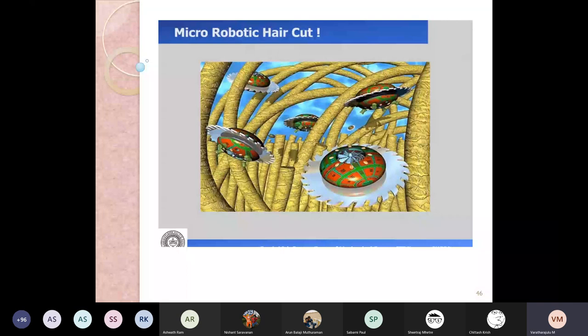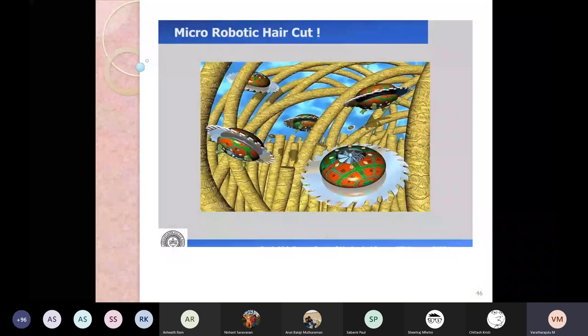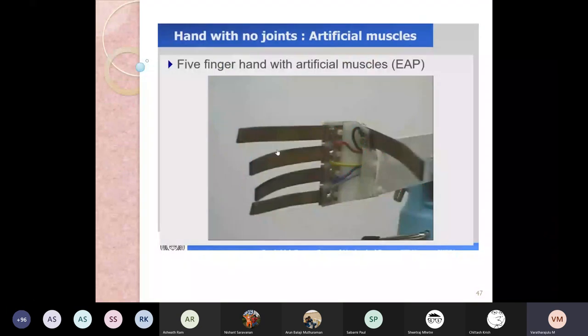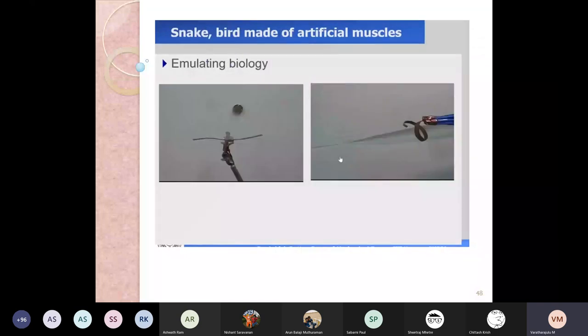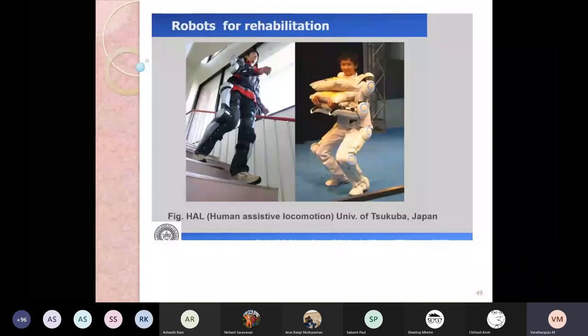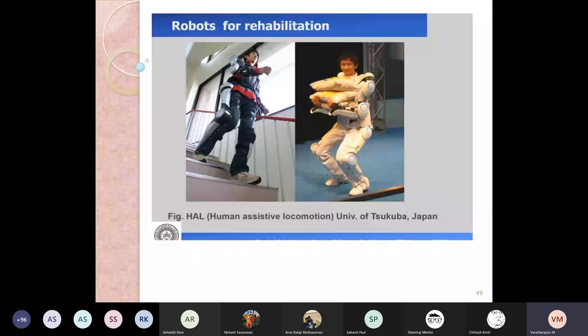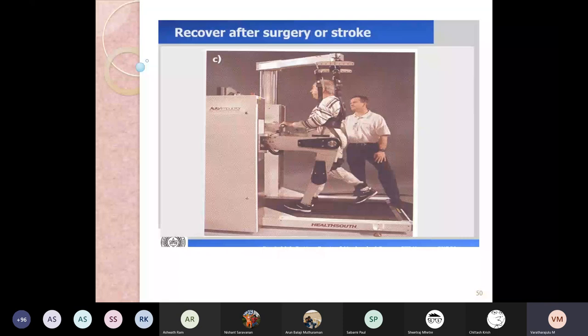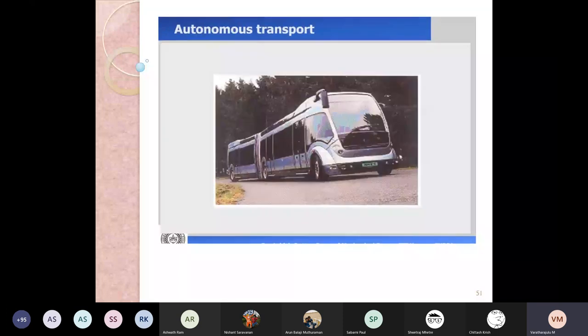And see, the artificial muscle doesn't have any joints, and it can even hold a light material. And see, the snake-inspired artificial muscles are being emulated. And now they are being tried on people who have suffered a stroke, and the human being can be trained by the robot, which can teach. It is possible to recover from stroke and paralytic attack. And even we have autonomous transport. We don't have any drivers to drive this vehicle.